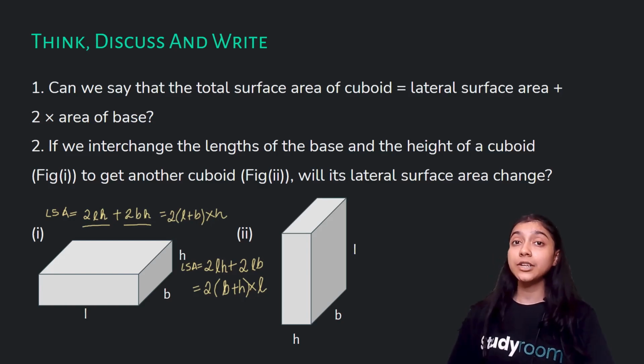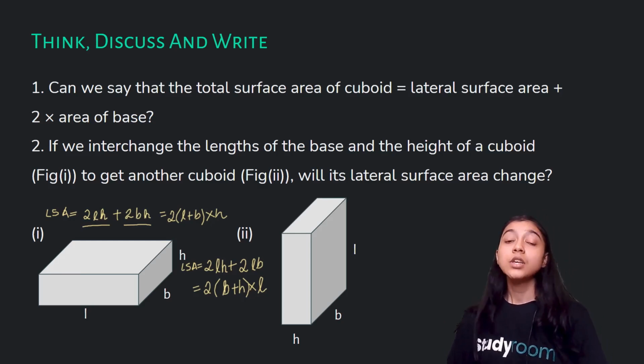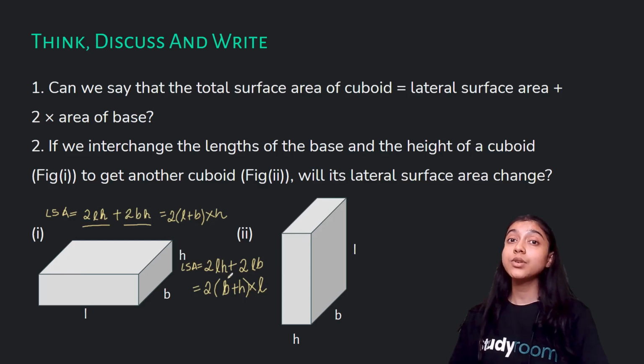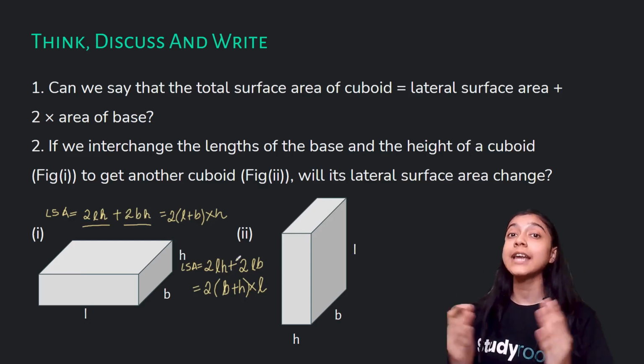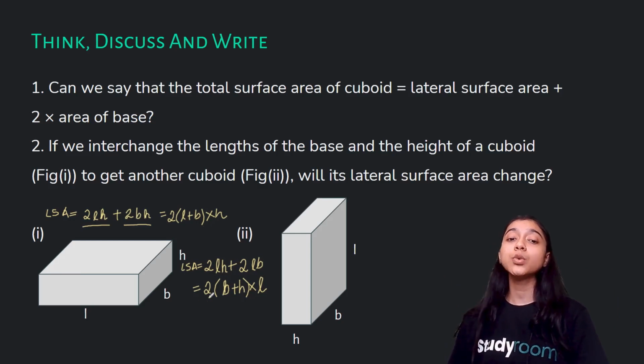Now let us see that if we change the length and the height, like interchanging both of them, does it make any changes or it remains the same? So when we do so in this cuboid, the lateral surface area will be 2 times length height plus 2 times length breadth, because this is actually the area of each of the rectangular faces, that is the area of the side walls excluding the top face and the bottom face. So from here we'll be taking 2 times length common and we'll be left with breadth plus height. So here the lateral surface area will be 2 times breadth plus height multiplied with length.